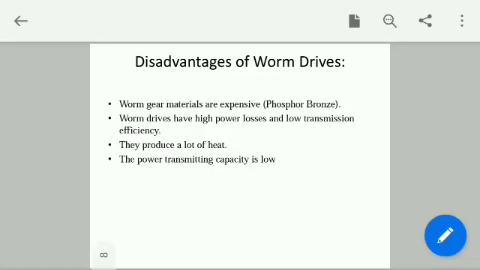Welcome friends. This lecture is a continuation of yesterday's lecture on worm gear drive. Yesterday we completed up to the advantages of worm gear drives. Now we'll see the disadvantages.